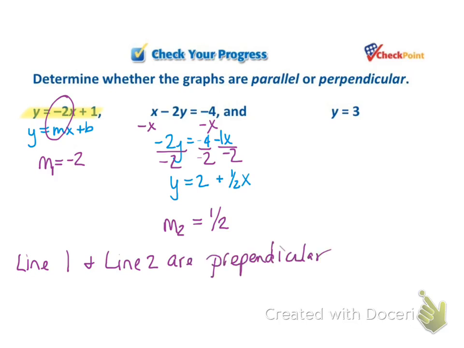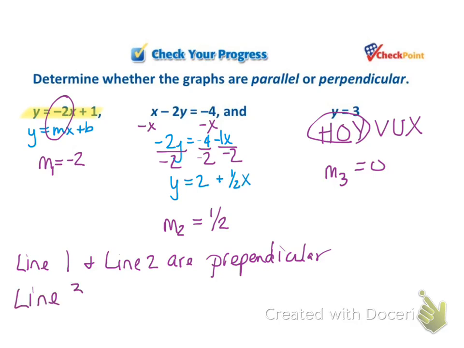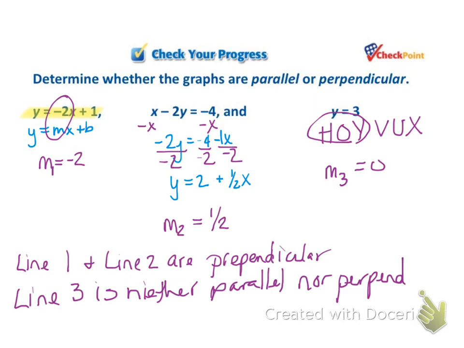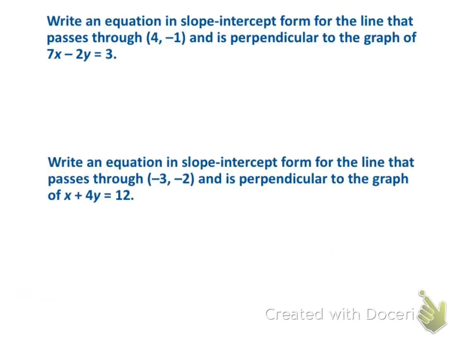Let's look at that last equation, y equals 3. What kind of slope does a y equals 3 have? Well, if you remember our dear friend Oy-Vooks, what kind of line is that? It's horizontal, and horizontal lines have 0 slope. So we can say line 3 is neither parallel nor perpendicular. All right, let's do another problem.